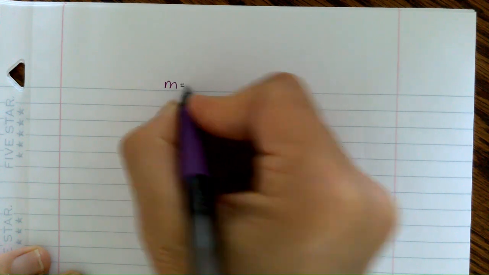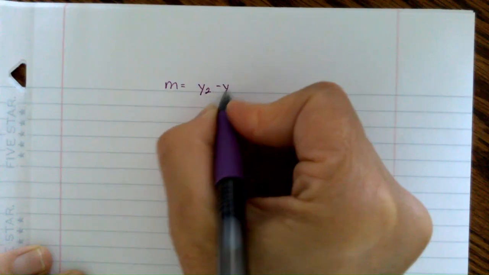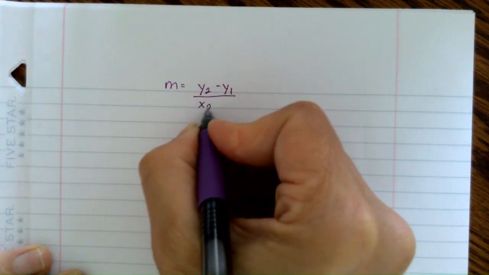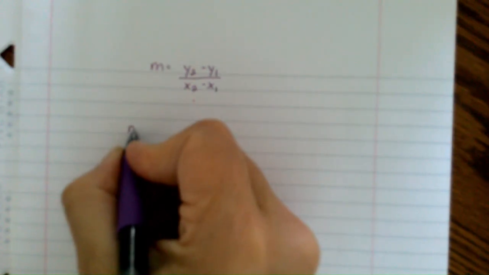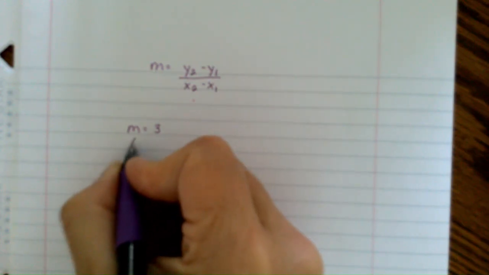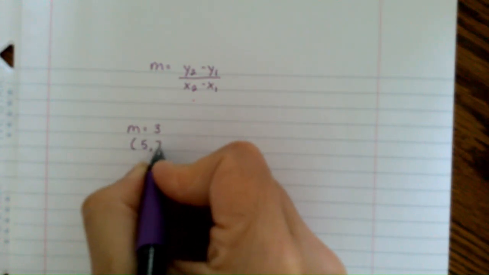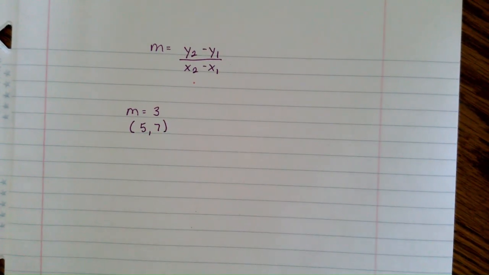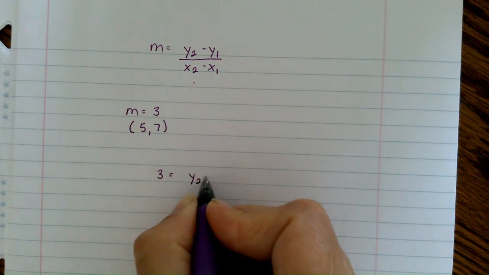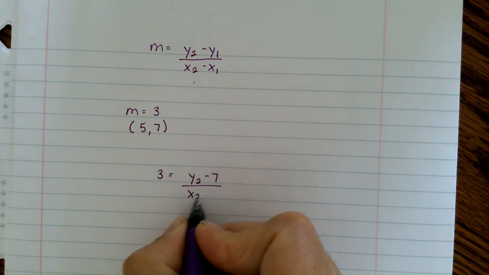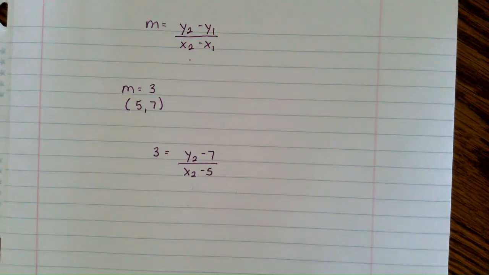Now I'm going to kind of develop something with you, so please hold on to that fact. We just said that slope equals y2 minus y1 over x2 minus x1, right? What if I said, hey, the slope equals 3 and one ordered pair is (5, 7). I don't like fractions, so I'm going to drop that fraction.